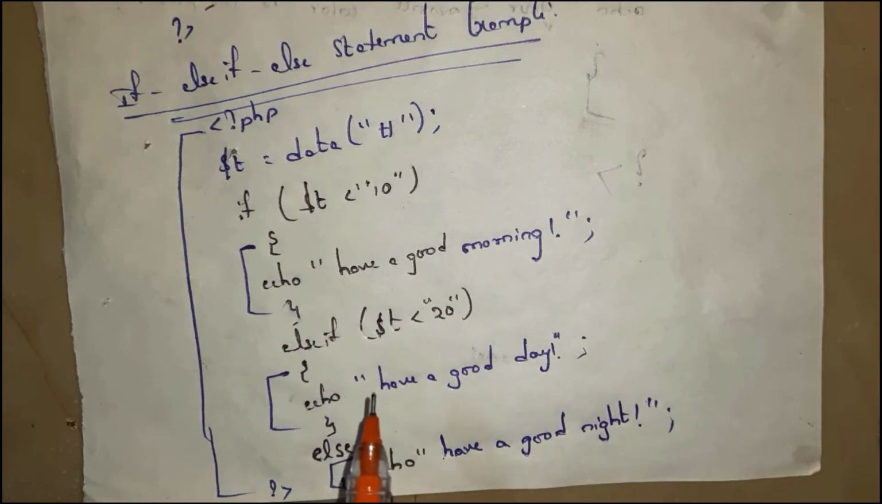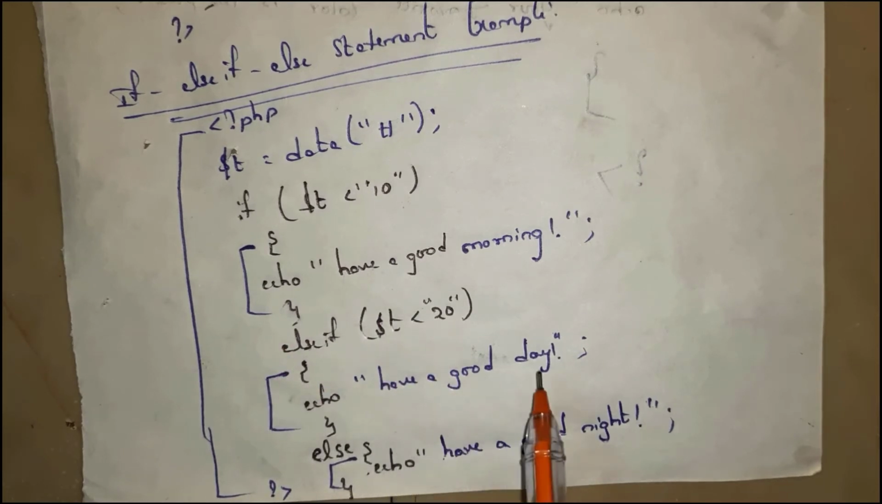If I took $t is equal to 15, so that have a good day is going to get executed because $t is less than 20. If I took $t is equal to 30, these both are not going to be executed. Have a good night is going to be executed because $t is greater than 10 and greater than 20.